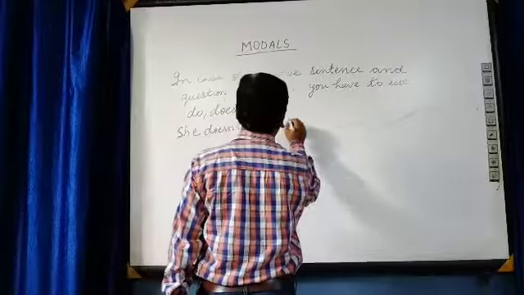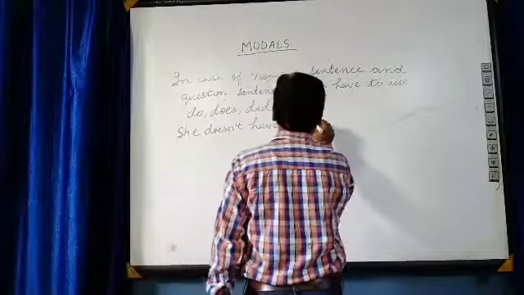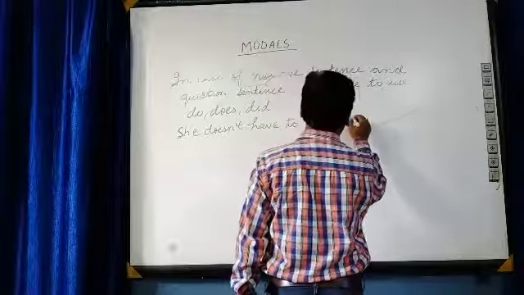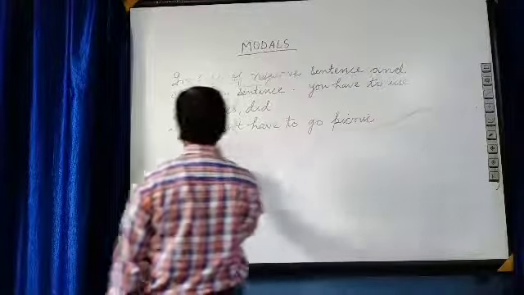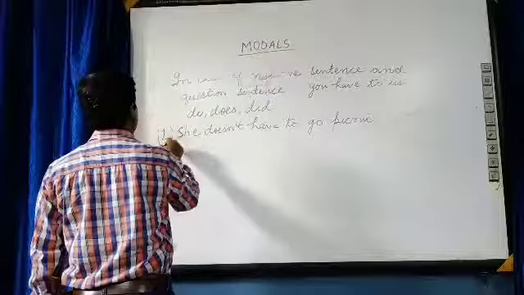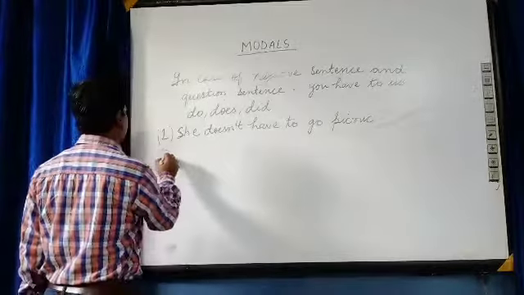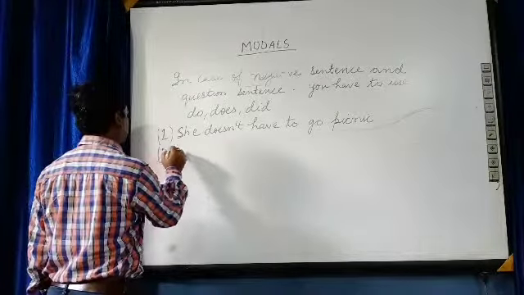She doesn't have to go on the picnic. You can understand better from this example. That means it is not necessary to go there for the picnic. It is a negative form. So in this case you have to use does.